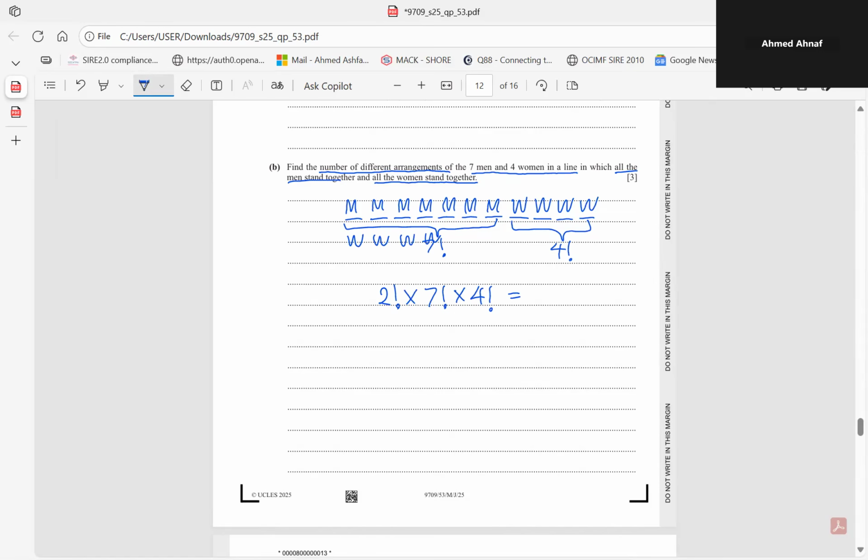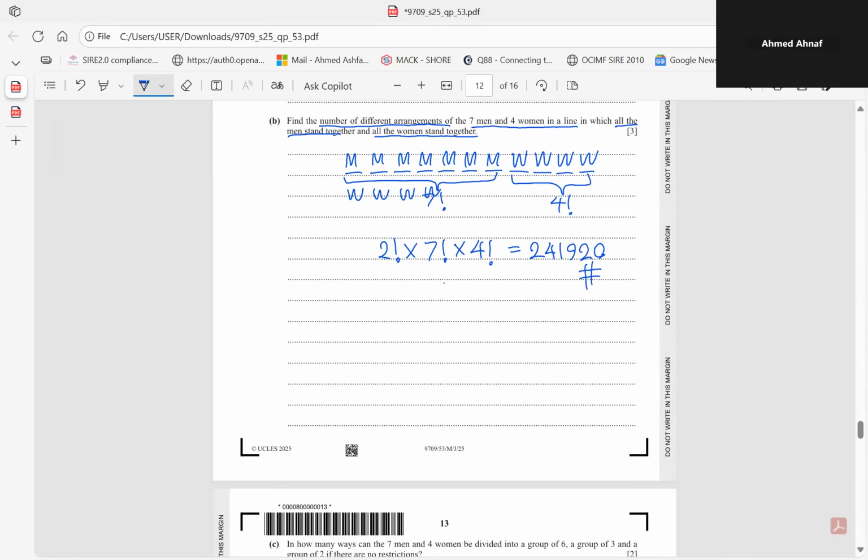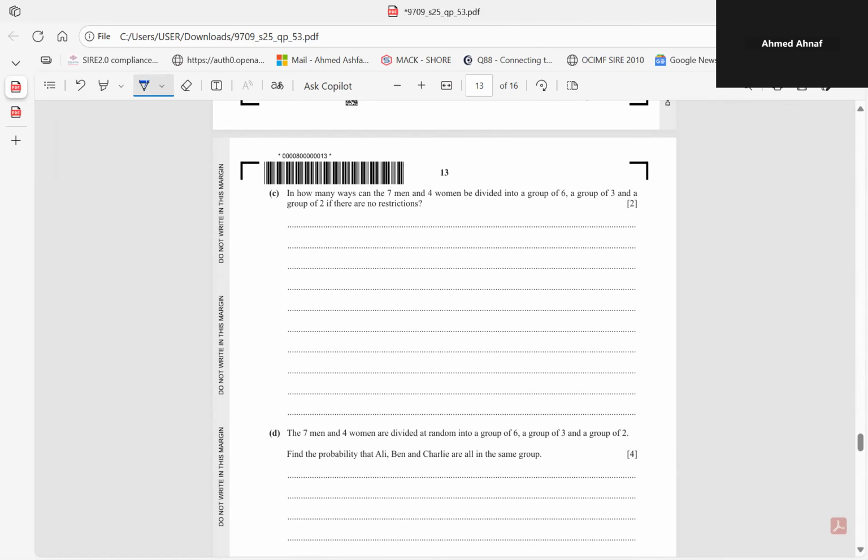So 2 factorial times 7 factorial times 4 factorial, you would get 241,920. So this is the final answer for this part. Let's head on to the next part.